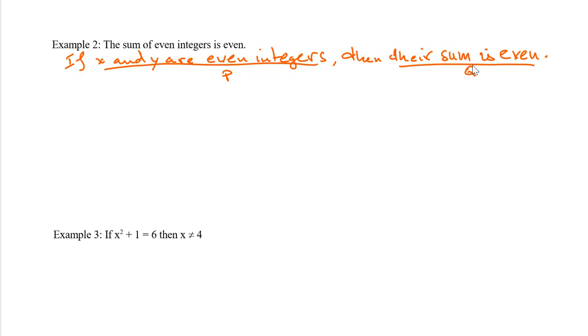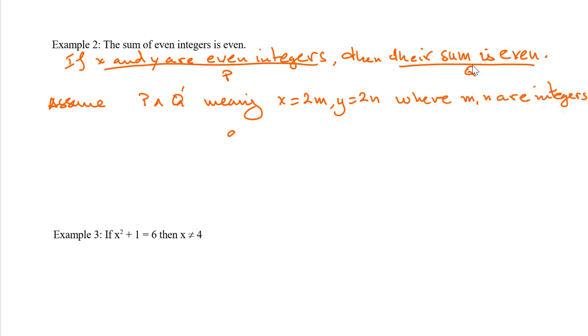To do the proof by contradiction, we're going to assume P and not Q, meaning we assume P, which is x and y are even integers. So we assume x equal to 2m, y equal to 2n, where m and n are integers, and not Q. Not Q becomes: their sum is not even, meaning x plus y is odd. So x plus y can be written as 2k plus 1, where k is an integer. Okay, that's the assumption.